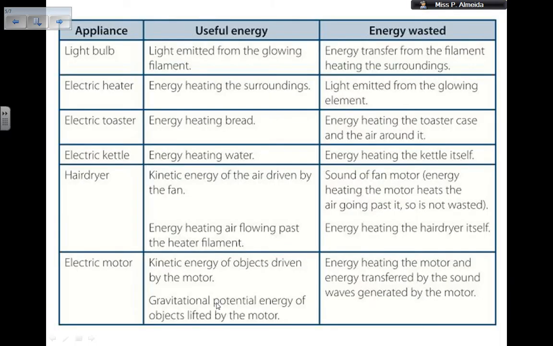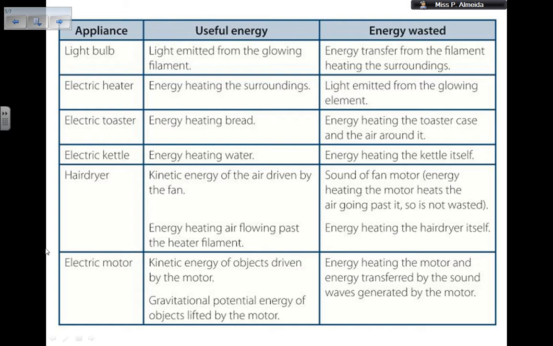So for example, let's see some appliances in here. This table is not made by me, I'm taking it from AQA, okay? So I have a light bulb, for example. I want the light to be the useful energy, but I get energy transferred from the filament as heating to the surroundings. An electric heater, well, I want heating, but I also get some light from the glowing filament, which is my wasted energy. A toaster, for example, I want energy to heat the bread, but I also get energy heating the toaster case and the air around it, so some energy is wasted.